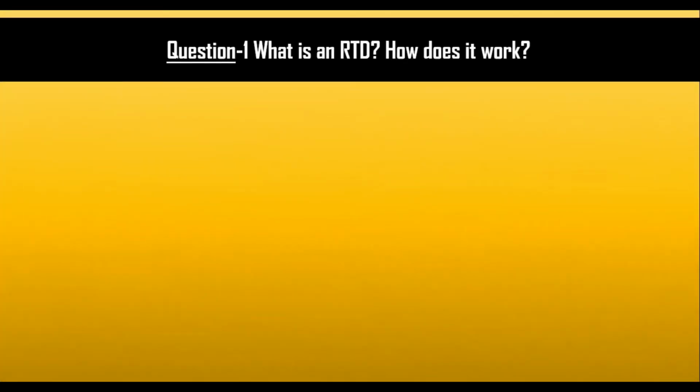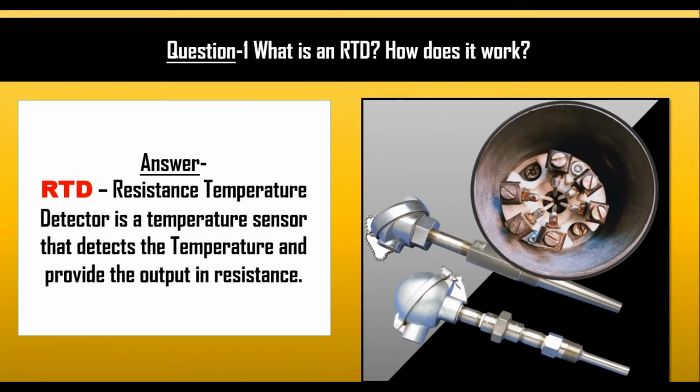The first question is, what is an RTD? How does it work? And the answer is, RTD means resistance temperature detector. It is a temperature sensor that detects the temperature and provides the output in resistance. RTD provides the output in ohms after detecting the temperature. We all know that the resistance unit is ohm.